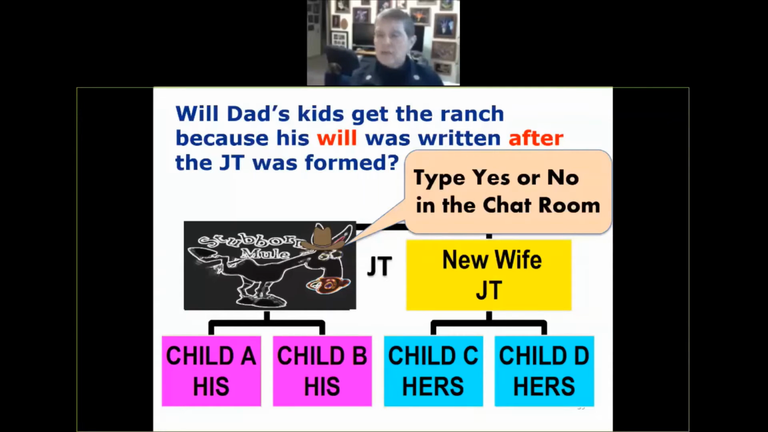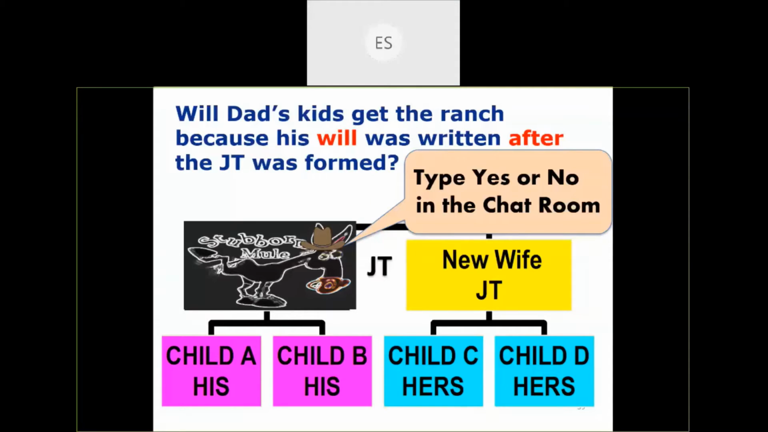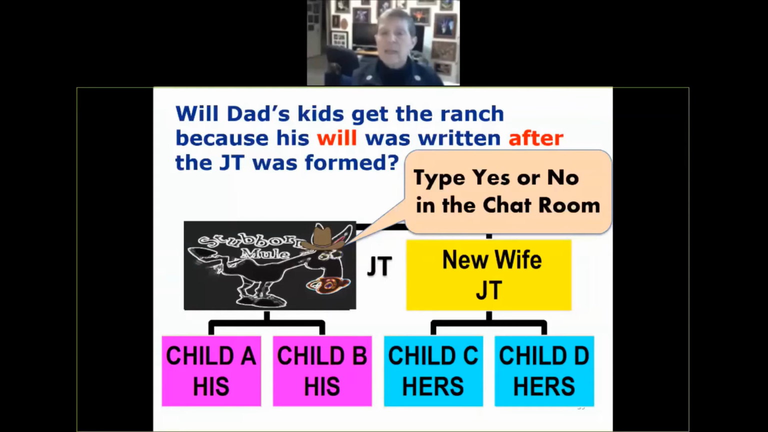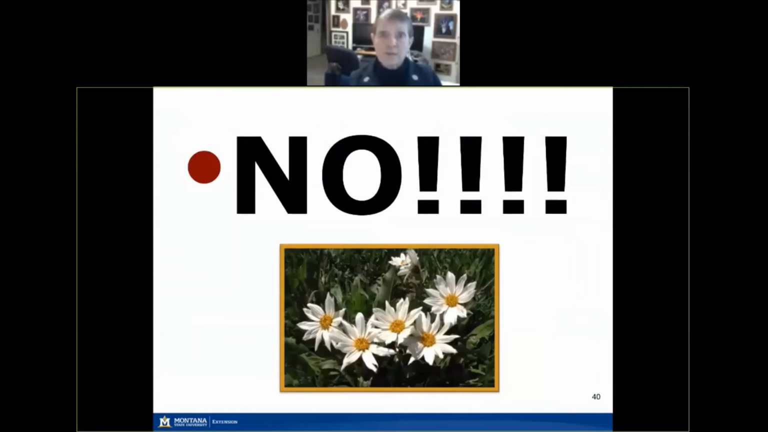Okay, Emily, you're the one that's in charge of watching those chats. What seems to be coming up the most? We've got a couple yeses, mostly no's. Yeah, mostly no's, 3 or 4 yeses coming through. Okay, now see, if we had a live audience here, I'd be asking you people that say yes, why you're saying that. And I bet your response would be, well, the will was written after the joint tenancy.